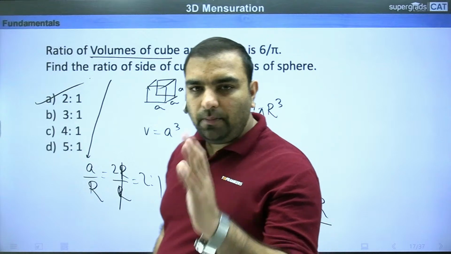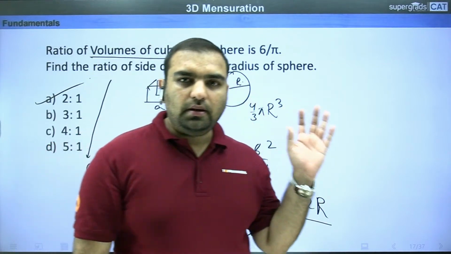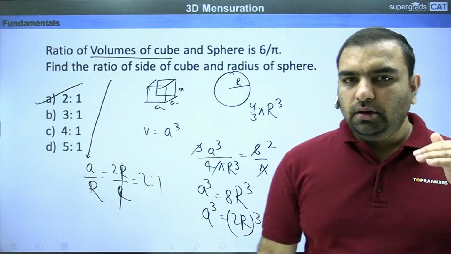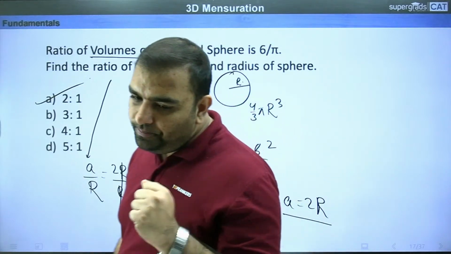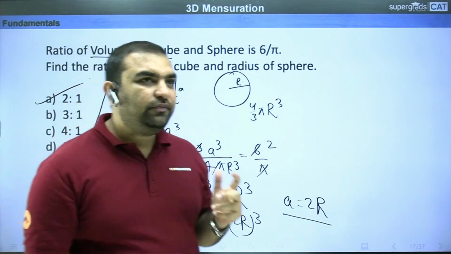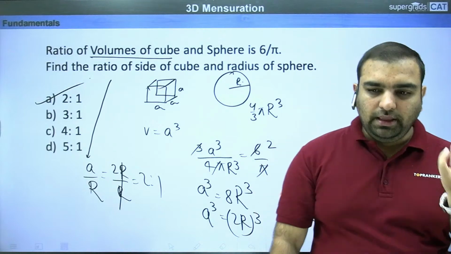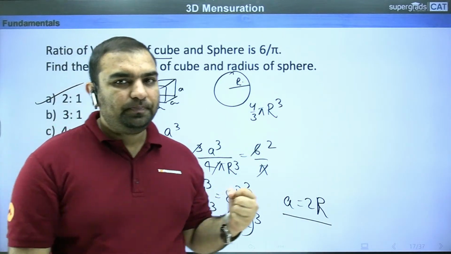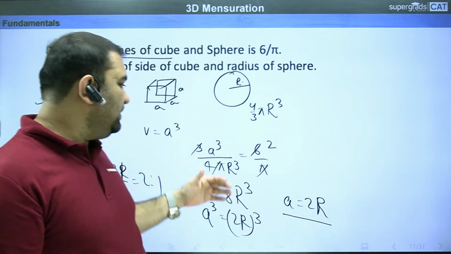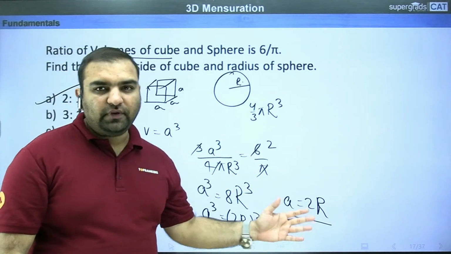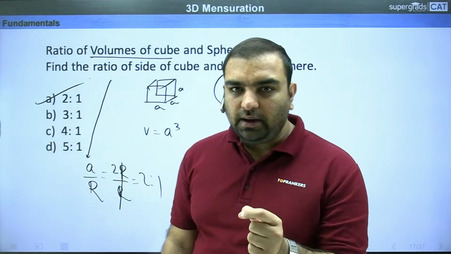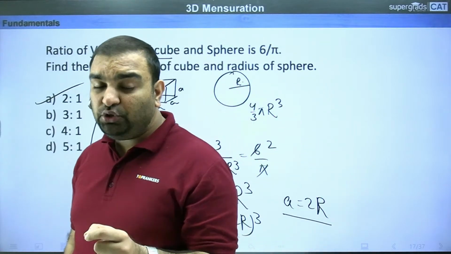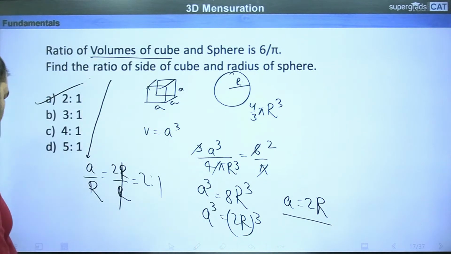So just remember the cube, a special version of cuboid, all three sides equal, a cube. Remember the sphere, that ball-like structure, earth-like structure, 4 by 3 pi r cube. Their volumes' ratio is given. We have equated it and found the relation between A and R, where A is the side of the cube and R is the radius of the sphere.